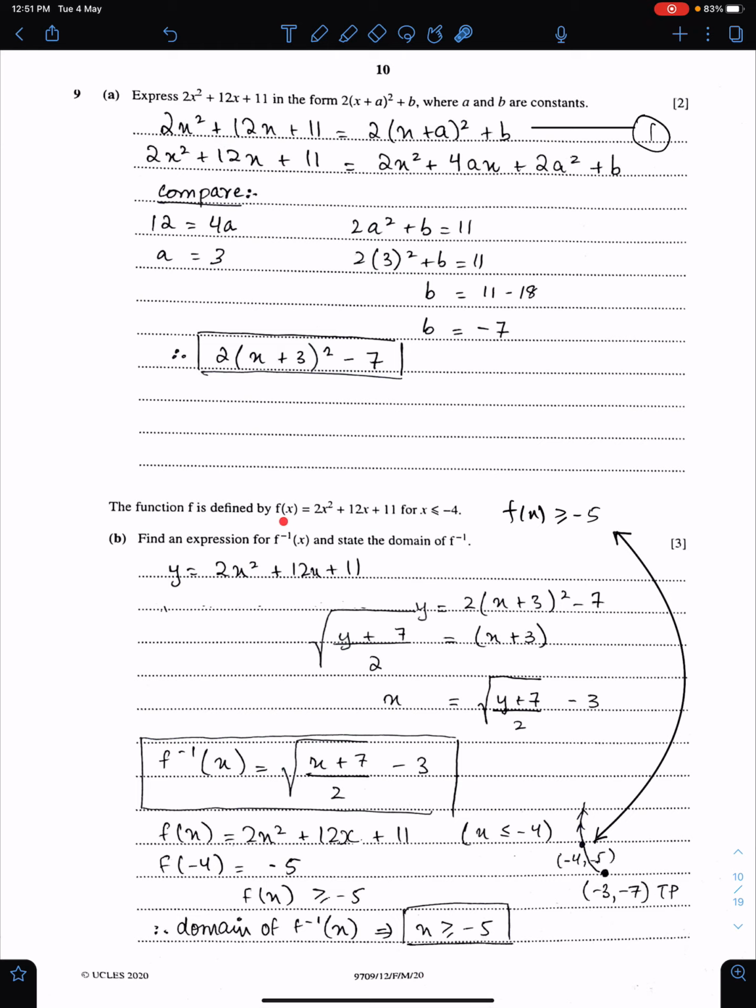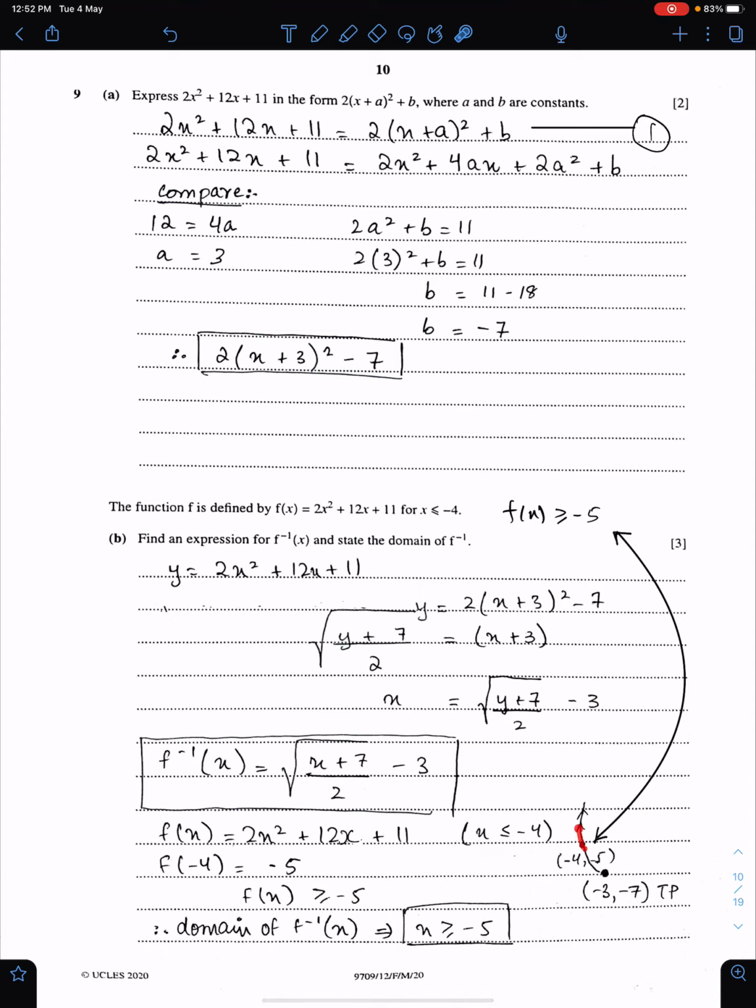The function f is defined by the same function for this domain. So you can replace this function by this completed square form. So this function has this range according to this domain. If you sketch this function for this domain, you'll get this sketch, this point, minus 4 and the corresponding value is minus 5. When you put minus 4 here, you'll get minus 5.